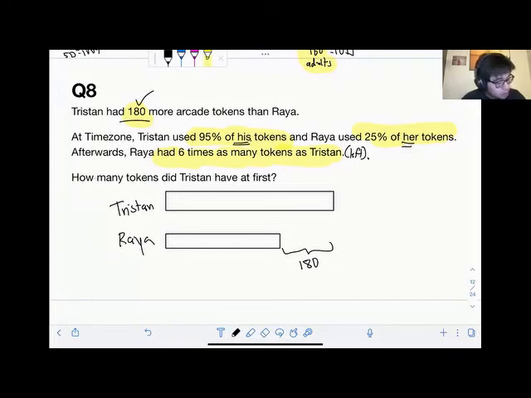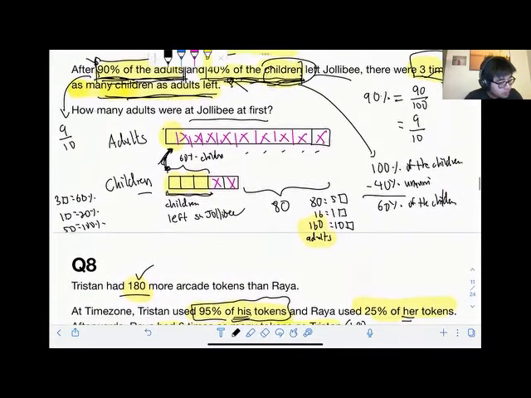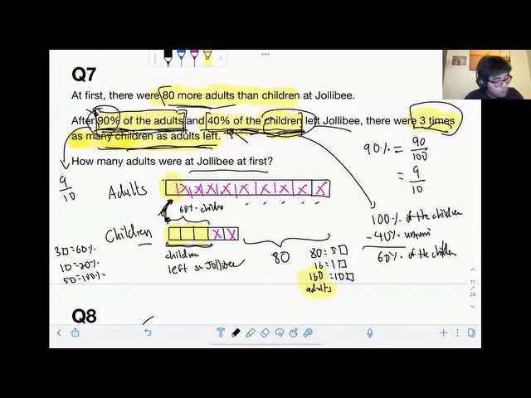At time zone, Tristan used 95% of his tokens. So ulit, 95% is 95 over 100. But that's not the easiest way to show 95%. So let me ask, no? So just put it in the chat. Ilang box yung dapat i-drawing ko to show 95% in the simplest way? So kanina, yung 90%, we said 90 over 100, we can just use 9 over 10.